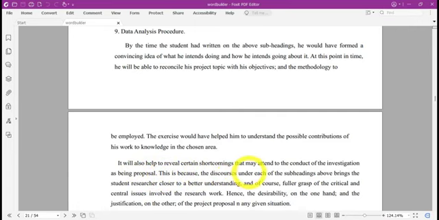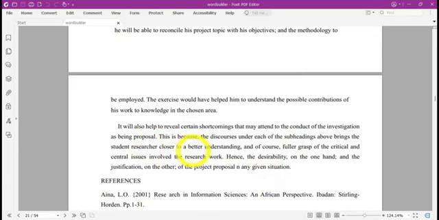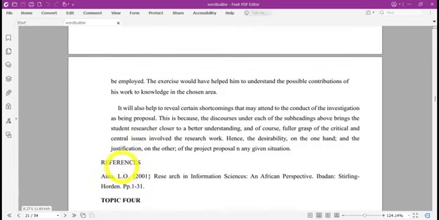This is because the discussions under each of the subheadings above bring the student researcher closer to a better understanding and, of course, a fuller grasp of the critical and central issues involved in the research work. Hence, the desirability on the one hand and the justification on the other of the project proposal in any given situation. So doing all this will help him understand the whole idea of the work he wants to do much better.